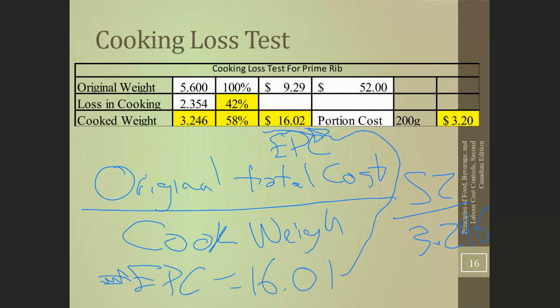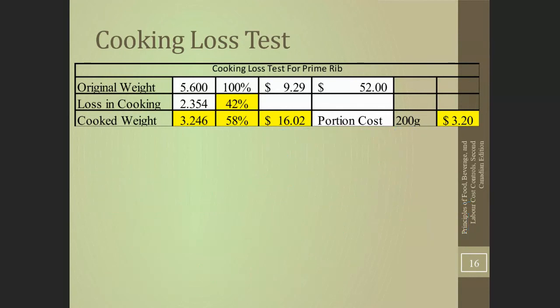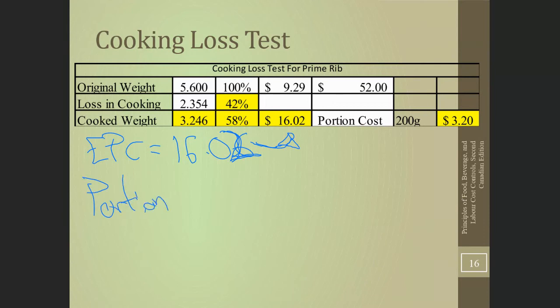Now we know what our edible cost per kilogram is. Let's say we serve a 200-gram portion of prime rib. Recall that calculating the portion cost is taking the portion size and multiplying it by the edible portion cost. So I'm just going to erase that for a second. In this case, our EPC is equal to 16.02, apologies, which is right here, and the portion size is 200 grams. Our EPC is in kilograms, because this is $16.02 per kg, but our portion size is in grams. We have to convert our portion size to kilograms in order to calculate the portion cost.